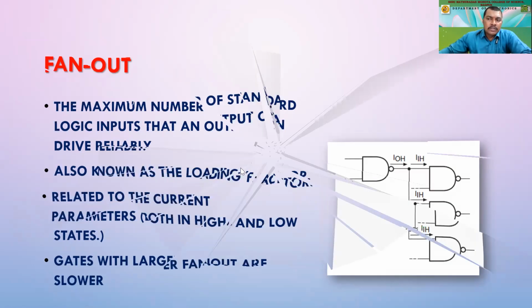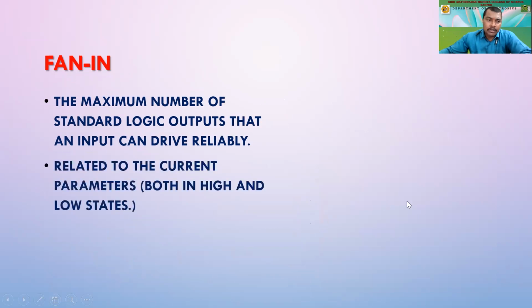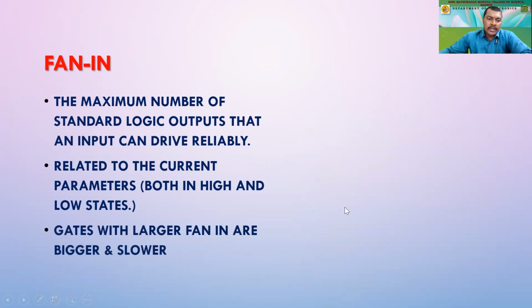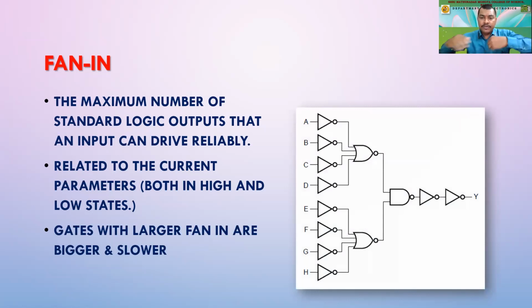Then the next one is fan in. Similarly, fan in is the maximum number of standard inputs that can be connected to a particular gate so that the gate will work reliably. This is again related to current parameters in both high and low states. Gates with larger fan in are bigger and slower. Their structure is bigger, and they are again slower. So we need to consider this effect.